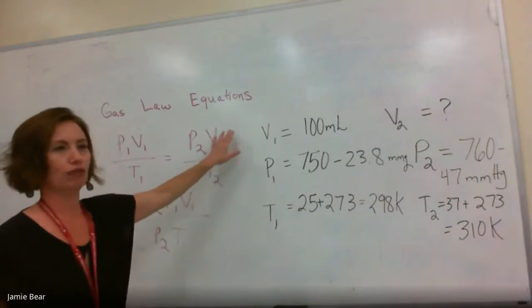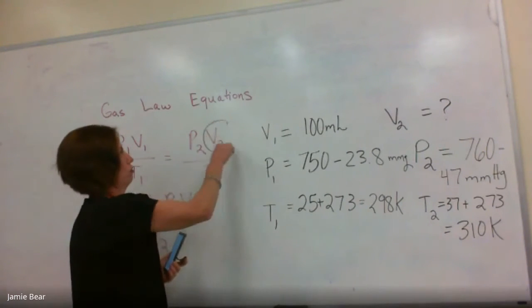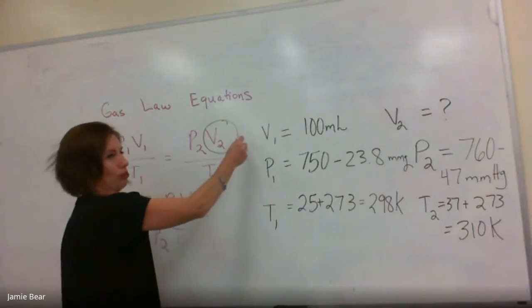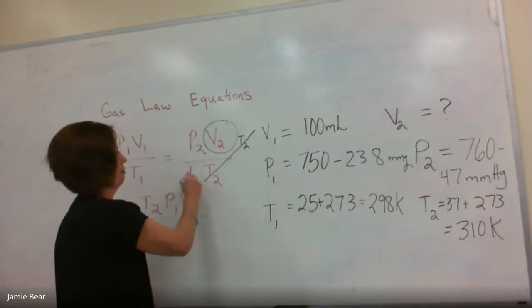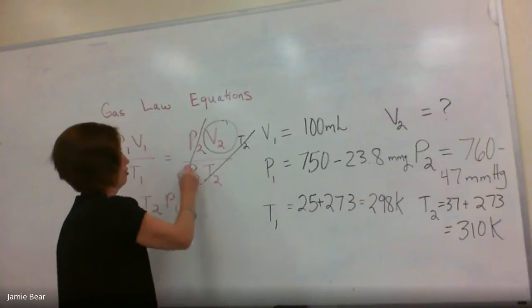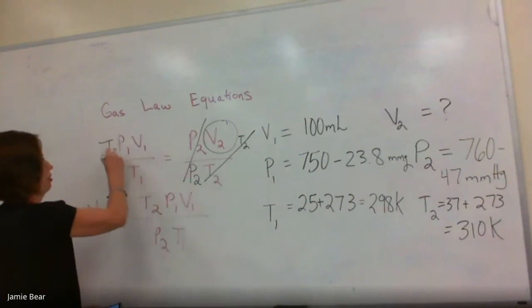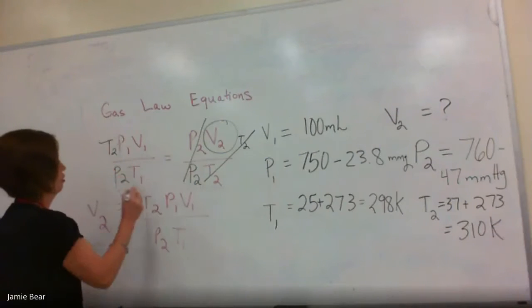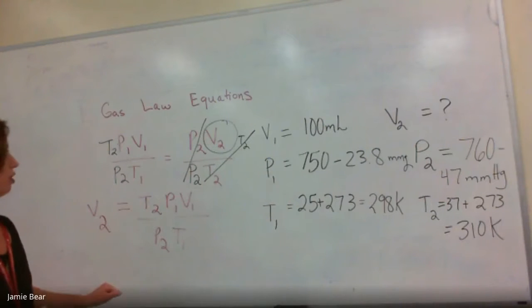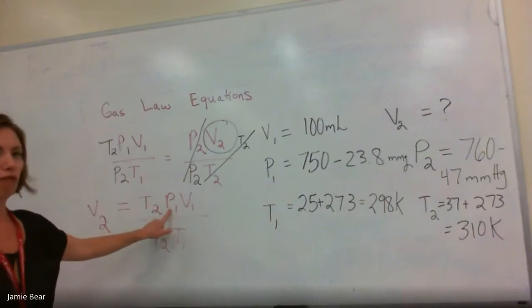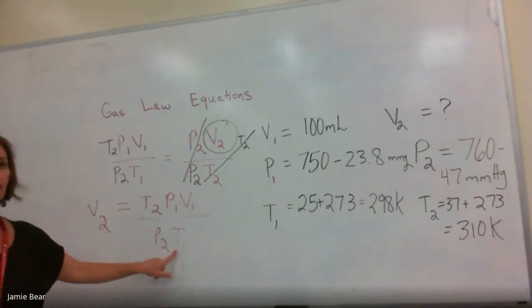Well, arranging to isolate V2 on this side by its own, we have to multiply by T2, so it'll cancel out, and divide by P2, so it'll cancel out. And what we do to one side, we have to do to the other. So therefore, solving for V2, we're looking at T2, P1, V1 over P2 and T1.